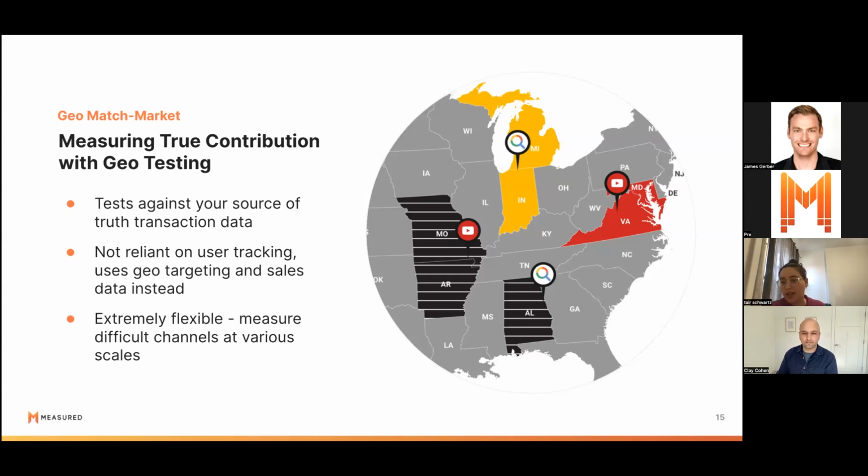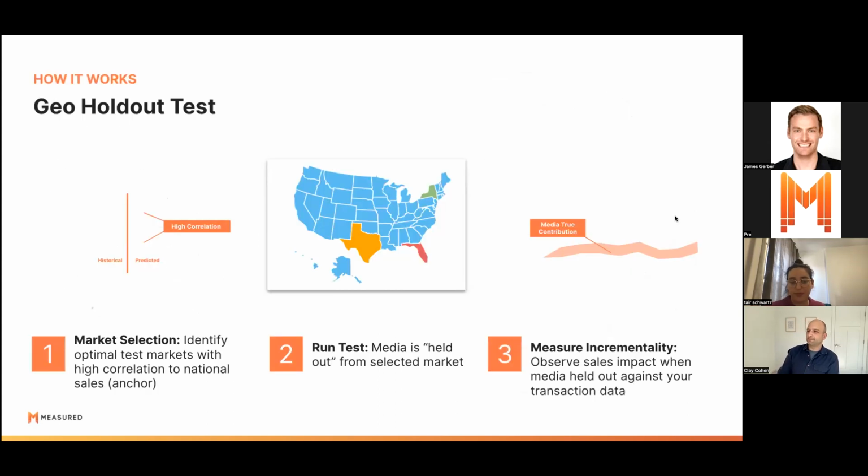And the third is that it's extremely flexible. And this is a big point versus a platform lift test or anything of that sort. Those are specific to a certain platform, whether it's Google or Facebook or Snap or Pinterest. There's like a dozen of them. Geo is something that, since it's anchored on your data, can be deployed really anywhere that has geo-targeting as an option. Awesome. Thanks, Ty.